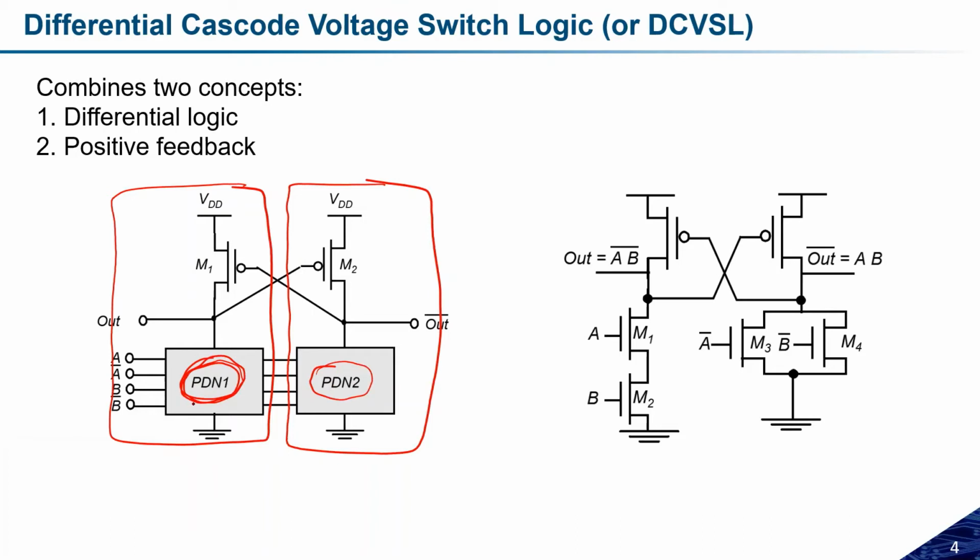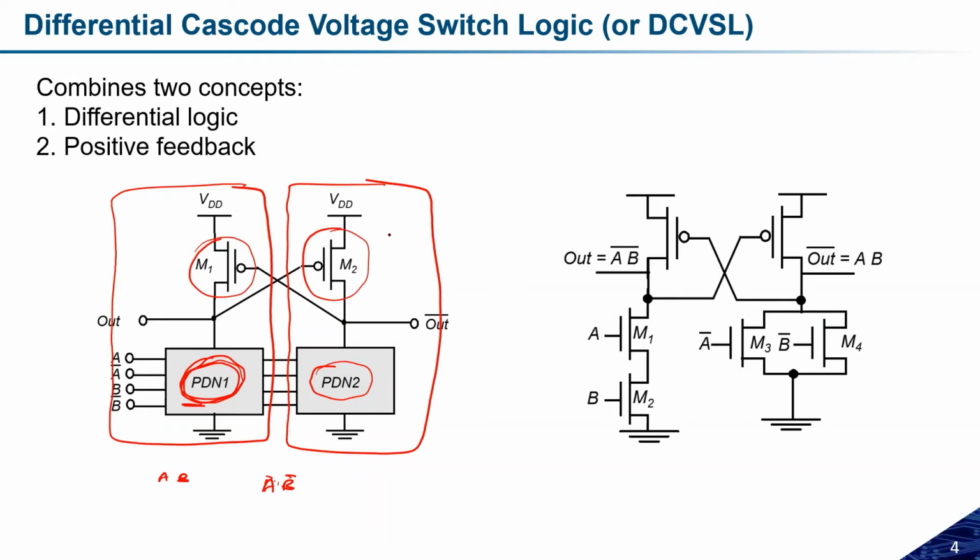If the input of PDN1 is ABC, the input of PDN2 will be A bar, B bar, C bar. This is the difference between PDN1 and PDN2. The output of one circuit will be connected to the gate of this load, and the output of the second one will be connected to the gate of this load. So what is the benefit of this?